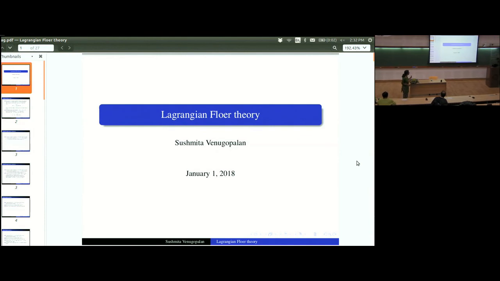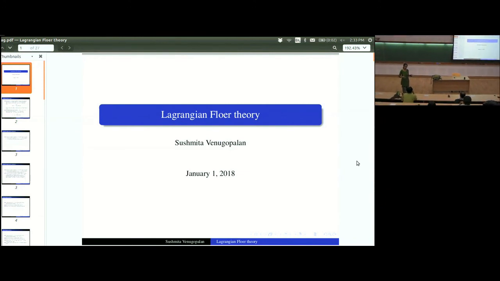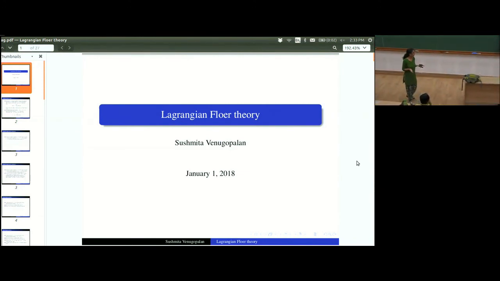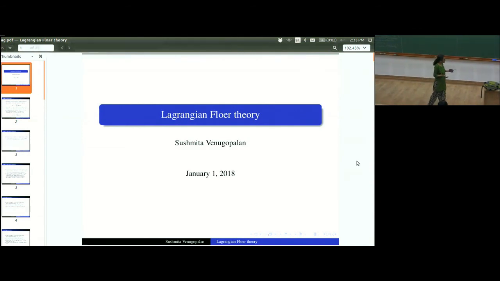So Lagrangian Floer theory, in some sense, builds on Hamiltonian Floer theory. I'll write on the blackboard also. In my talks I don't go into too many analytical details, but at least in this talk, I introduce some setup through which I can give a sense of why the Fukaya algebra of a Lagrangian is an infinity algebra. So that's kind of what I'm going to do today.